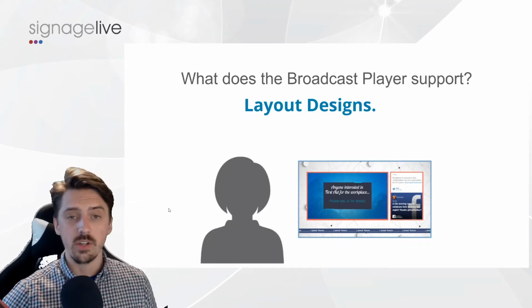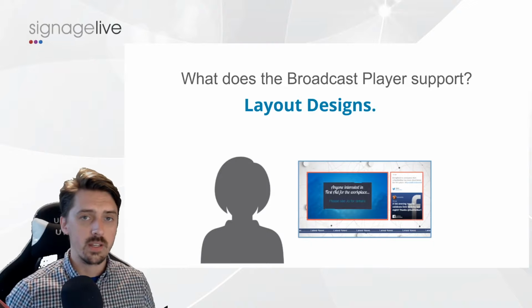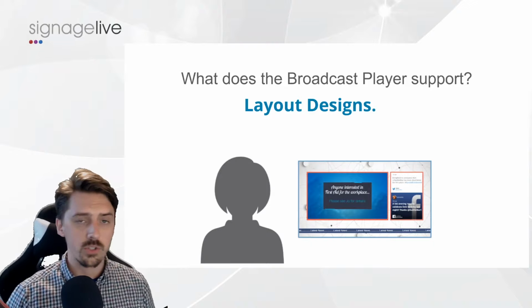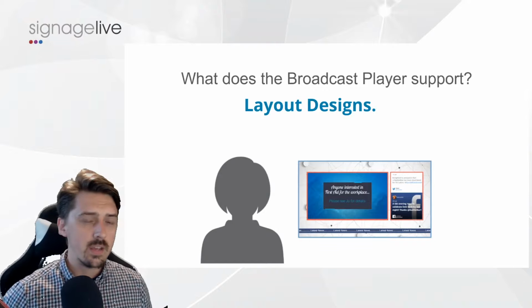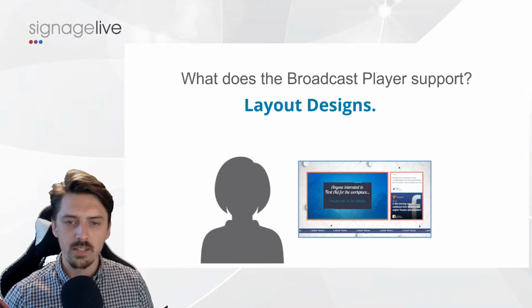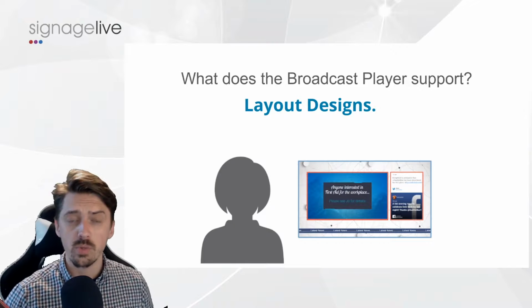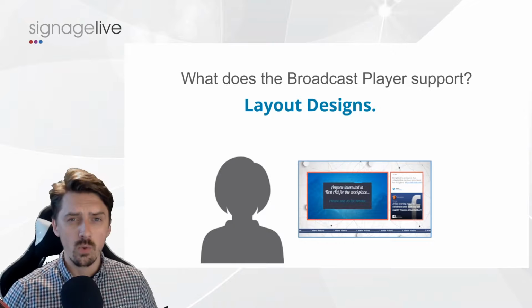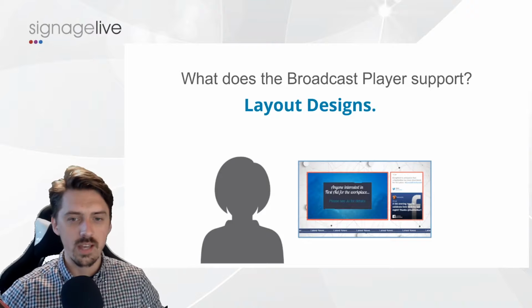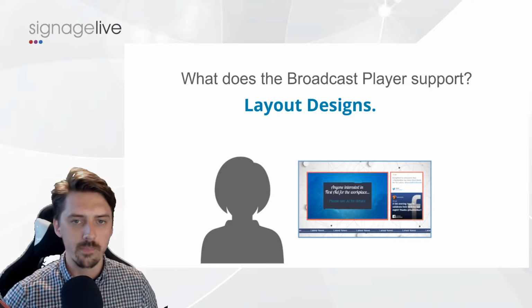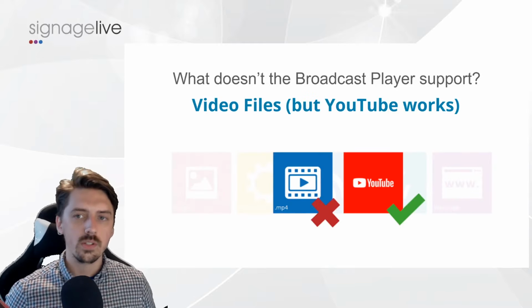So layout designs. With the broadcast player that I showed you a moment ago, and you can probably see on your screen if you've clicked on that link, there are multiple zones of content running at the same time. They can range from the images, the marketplace assets, URLs, whatever you're actually looking to deliver, all at the same time. So just like it would do with the standard license, the browser player supports that and supports all of those features as well.